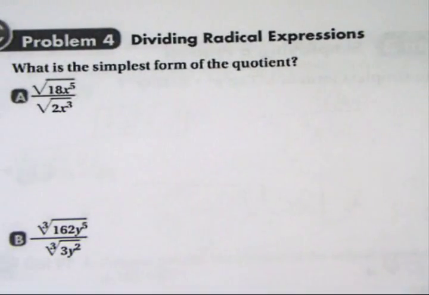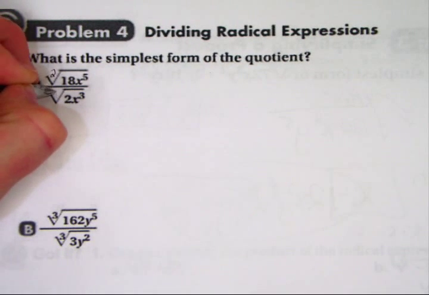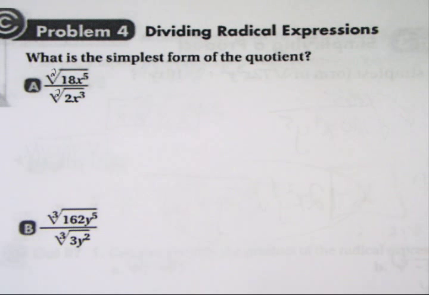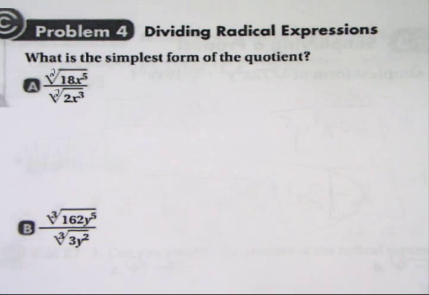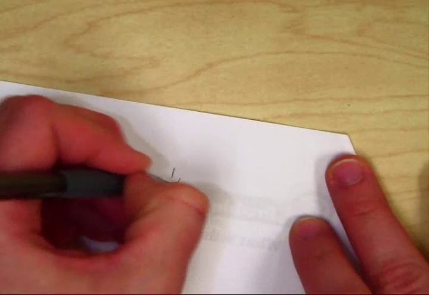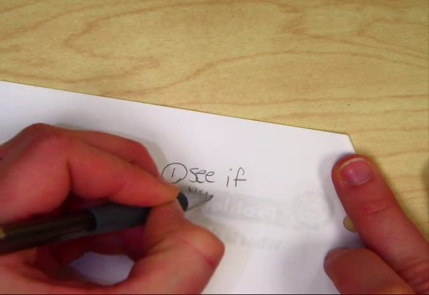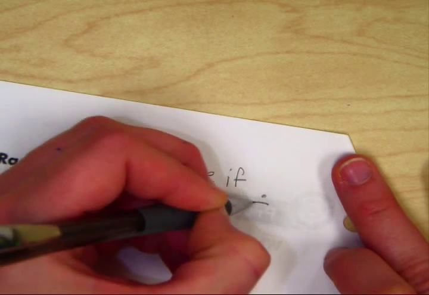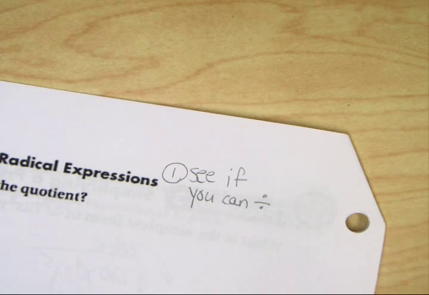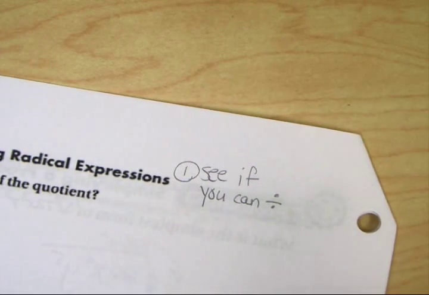Problem 4 is about dividing. Now when you come to this one, again the indexes have to match. So 2 and 2, they match. What you want to do first is go ahead and write this down. Step 1. See if you can divide. Okay? If it makes it easy, divide before you do anything else.